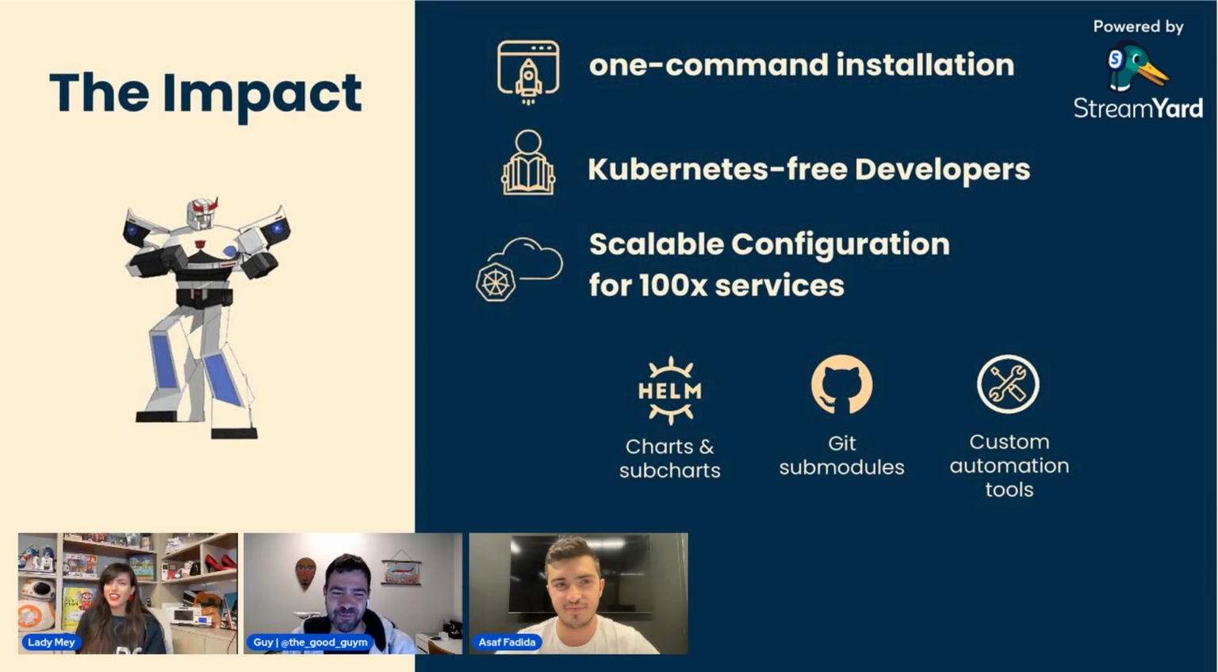So yeah, I think that these are very good reasons to stay with us today, because what we're going to talk about is Helm charts and subcharts. We're going to talk about Git submodules and custom automation tools, which were all required in order to achieve those amazing points of impact. I think now is a pretty good time to introduce our guest. He's been sitting here all quiet and nice, smiling, waiting for his turn to speak. I think now is a very good point in time to do that.